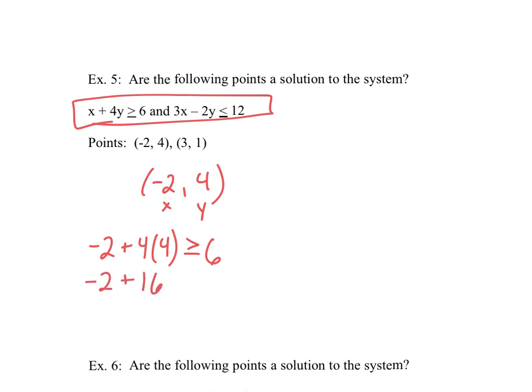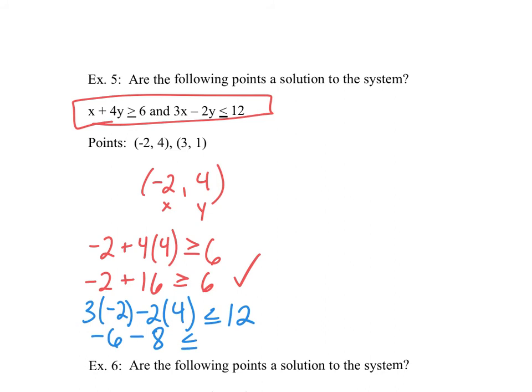Negative 2 plus 16, is that greater than or equal to 6? Yep. Now I gotta check the other equation. So 3 times, what is x? Negative 2 minus 2 times 4. 3 times negative 2 is negative 6. Negative 2 times 4. Is that true? Negative 6 minus 8 is negative 14. Is that less than or equal to 12? Yeah. Yep. So the first point is a solution.